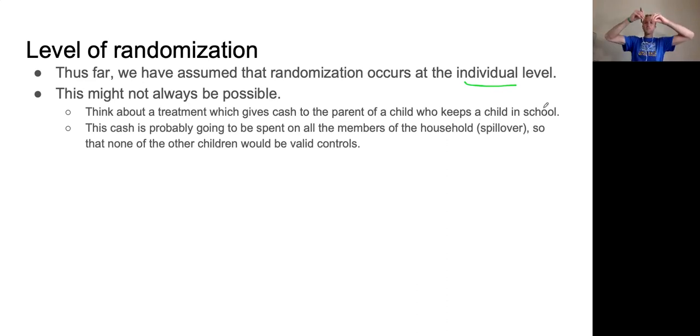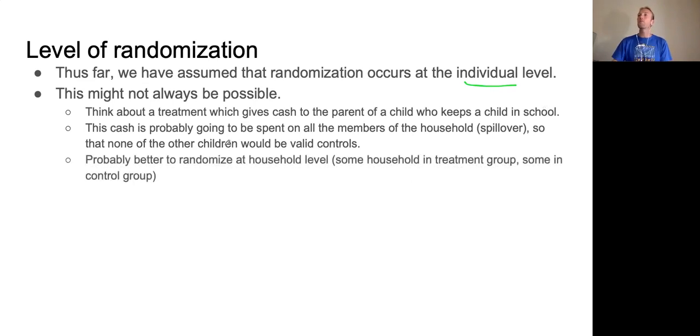So if we randomly select children at the individual level to receive a cash grant to go to school, the parent gets it, and then the money's going to be spread out to all the children in that family. So really, I need to randomize at the family level there, give a cash treatment to everybody in that family. That way, it's less likely that there will be spillovers. Okay, so probably better in this case to randomize at the household level, right?